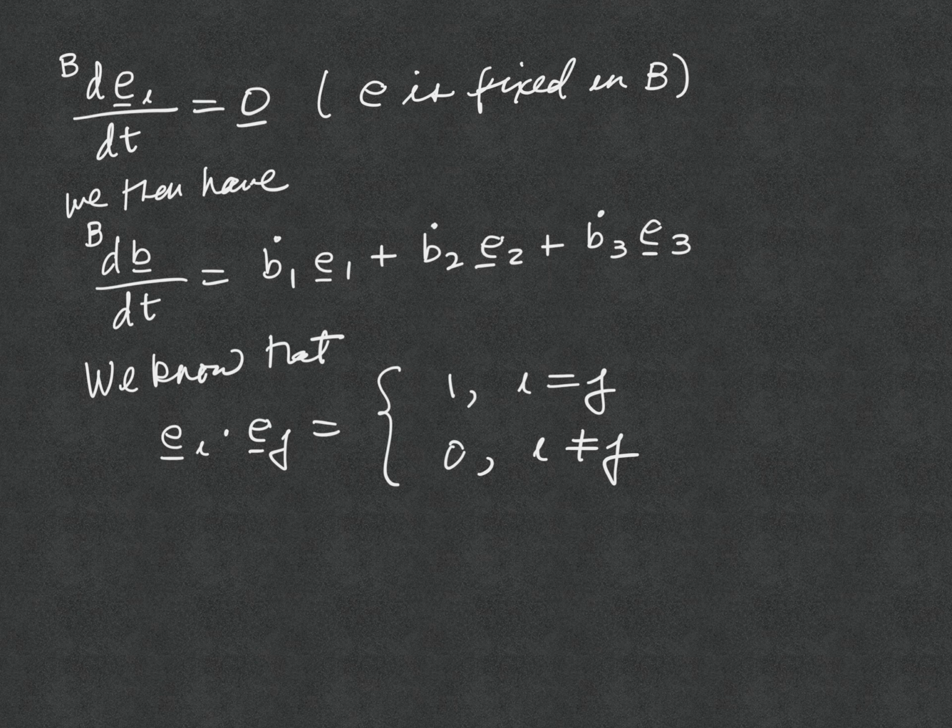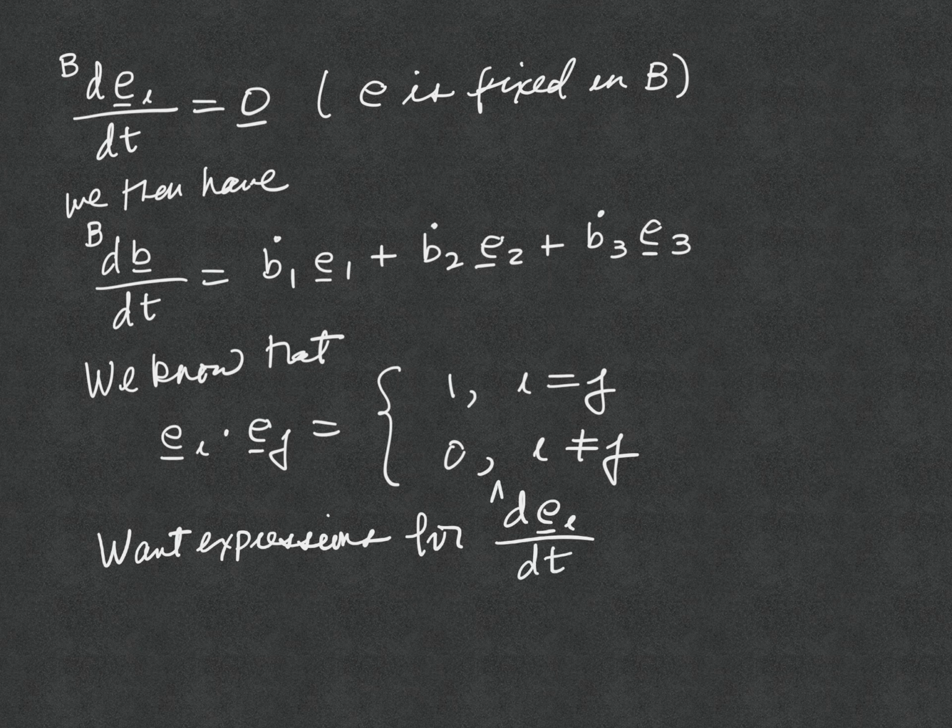They're all unit vectors. So if I take the dot product of any one of them with itself, I get 1. If I take the dot product of any one of them with any one of the others, I get 0 because they're all orthogonal, because E is a right-handed orthonormal basis. So then the next step in this process is that we want to obtain expressions for the rates of change of these basis vectors in frame A.